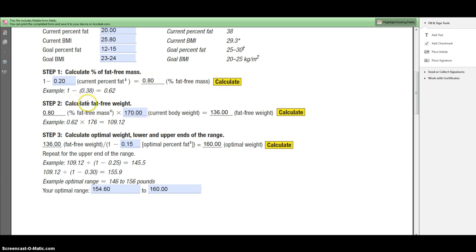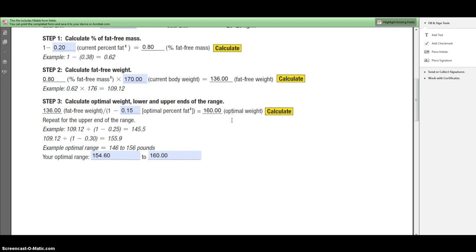On step 2, we're going to calculate our fat-free mass. If you look here, that's our number, it's been calculated here, so I put in the 0.80. I take that times my current body weight, which is 170 pounds, and now I know I'm left with 136 pounds in fat-free mass. You go ahead again, put in your appropriate fat-free mass, take that times your body weight in pounds, and it will calculate that amount of fat-free weight for yourself too.